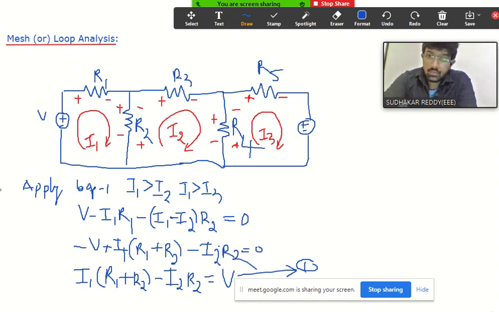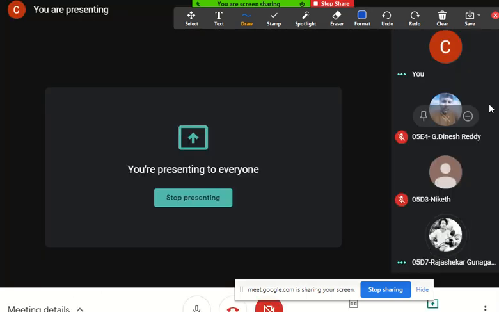Now similarly, can you tell me the expression for the second loop? I want the final answer. All of you try it. You can note it down roughly, that's not a problem. Can you write the expression for the second loop? Start from R3. Plus to minus means minus now.